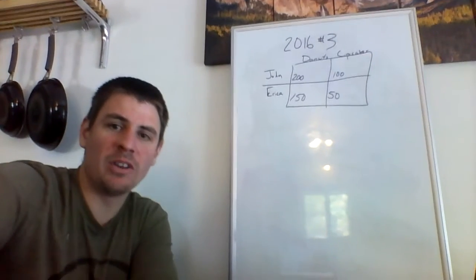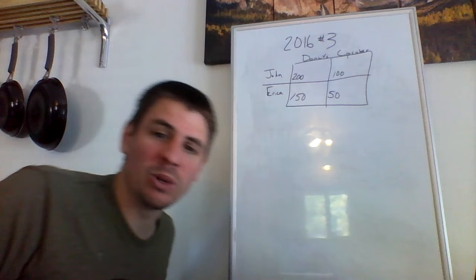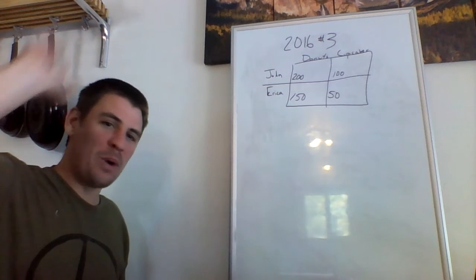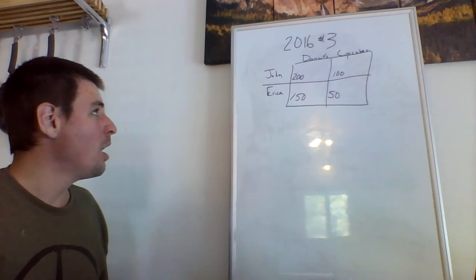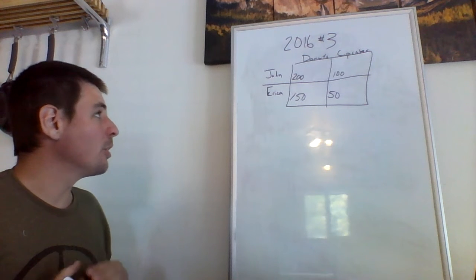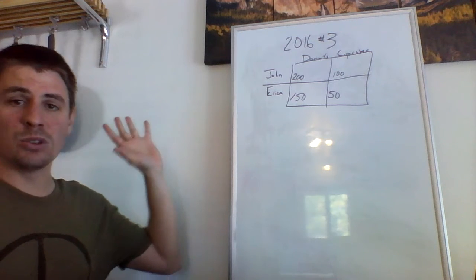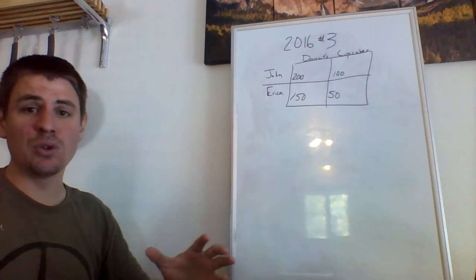Wanted to share this video with you, 2016 number 3. It's comparative advantage. We learned about this in Unit 1 way back at the beginning of the school year, calendar year. So hopefully remember this. It's going to give you two items that are able to produce two goods.